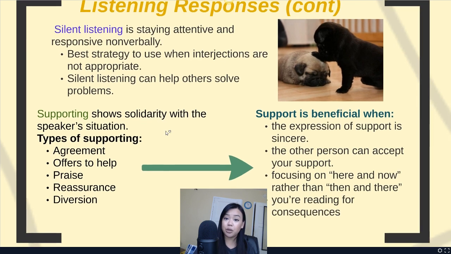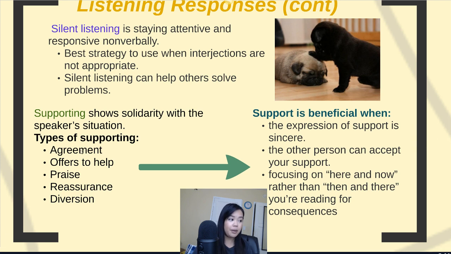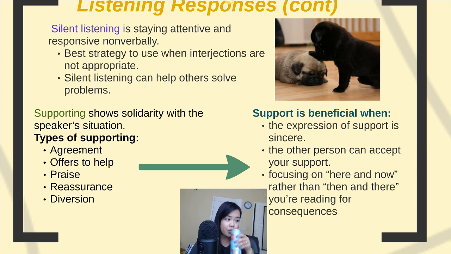Supporting is when you show solidarity with the other person's situation. And you can do this in these five different ways. You can agree. And so sometimes support doesn't necessarily mean you have to do something. It just means you agree. And so, for example, we have a lot of students who are dreamers on our campus, who are undocumented students who are pursuing their academic careers right now.